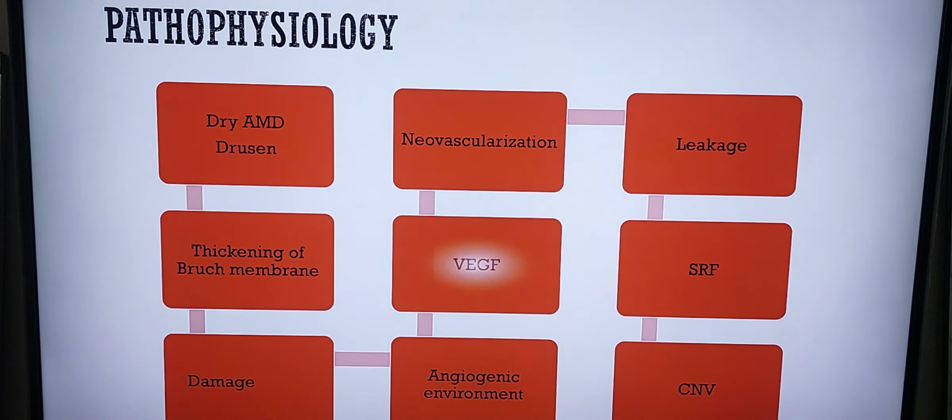That is important. So how does a dry AMD convert into a wet AMD? Dry AMD, as we've discussed, the hallmark is the presence of drusen. When drusen are present, there is associated thickening of the Bruch's membrane, and that will ultimately lead to the damage of the Bruch's membrane. Now, when the damage occurs, a pro-angiogenic environment is created, and there is release of multiple growth factors, the most important of which is the vascular endothelial growth factor. This will promote the neovascularization and increase permeability. As the new vessels are leaky, there will be accumulation of subretinal fluid and ultimately development of choroidal neovascularization.